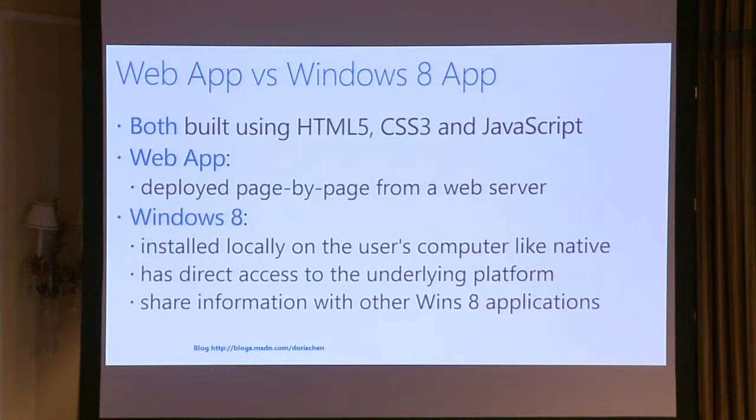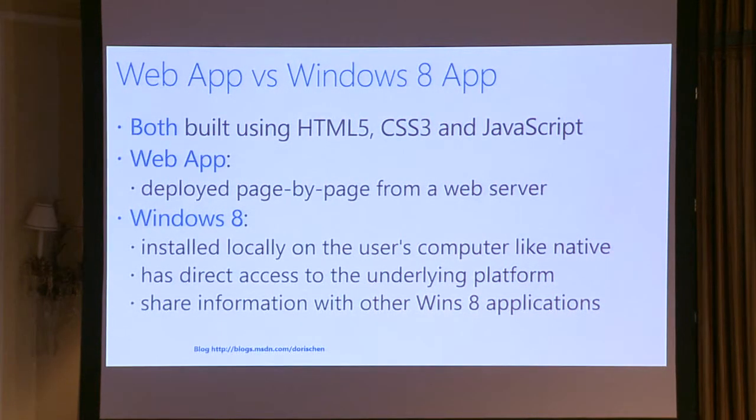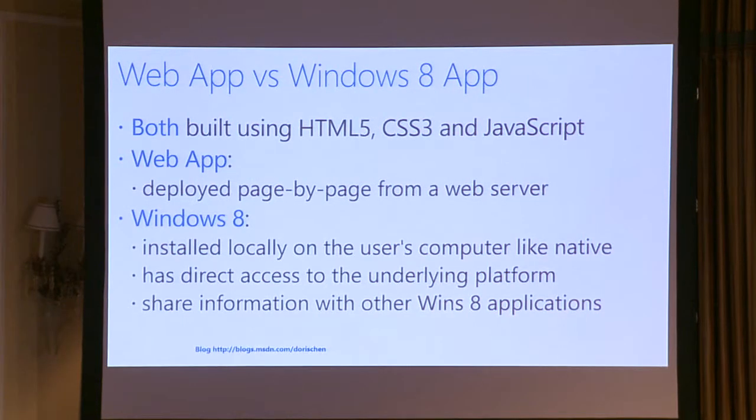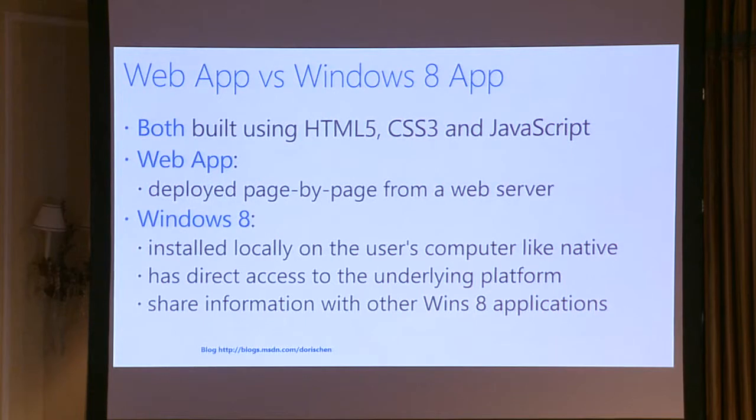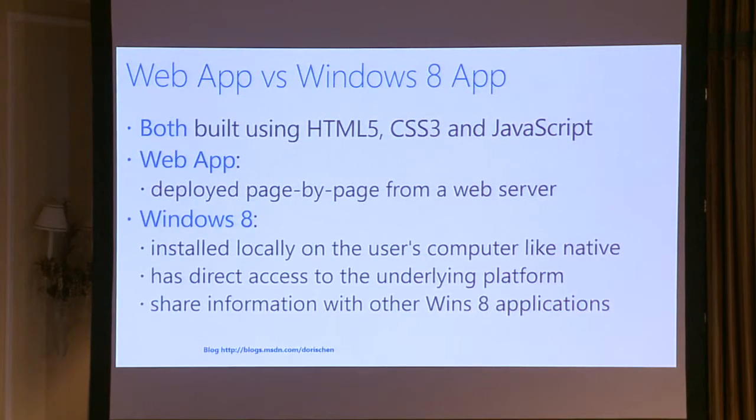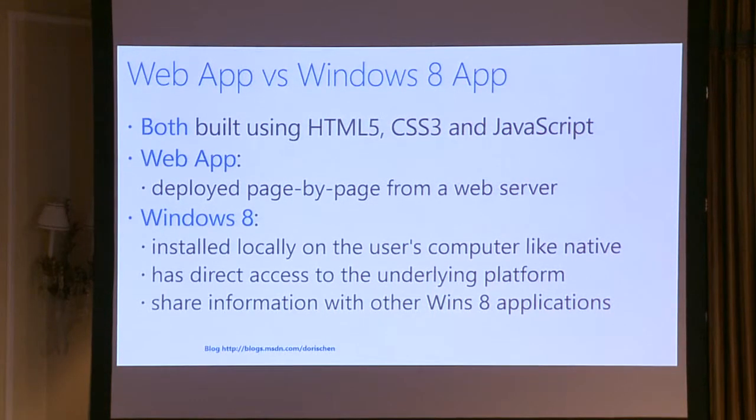Second thing is, obviously, the web application. What is a web application? You have a website, you have multiple pages, and those pages run on a server. This is a web application. Now, Windows 8, what is that? Basically, it is an app that will actually install locally on your machine. It is a native app, just like any other native app, and it has direct access to the Windows runtime, the underlying low layer.